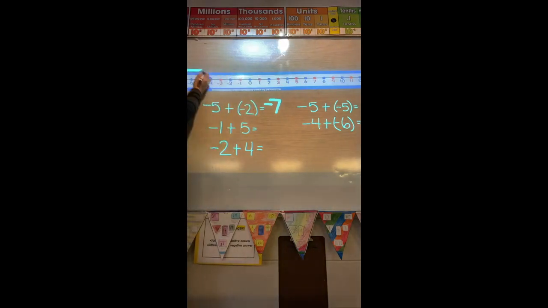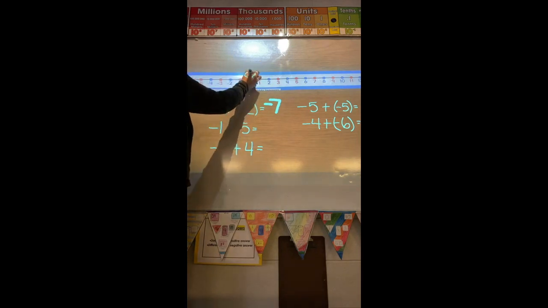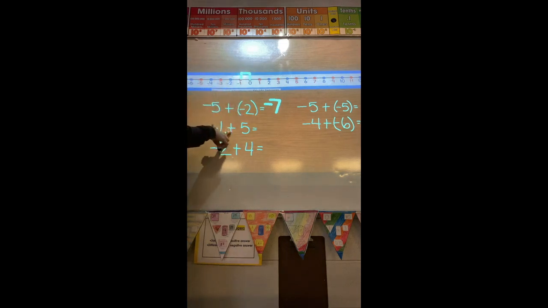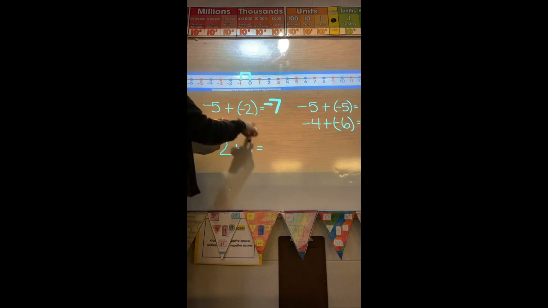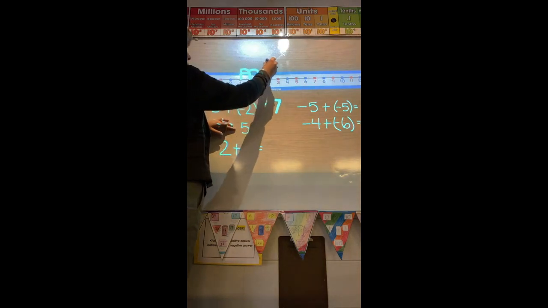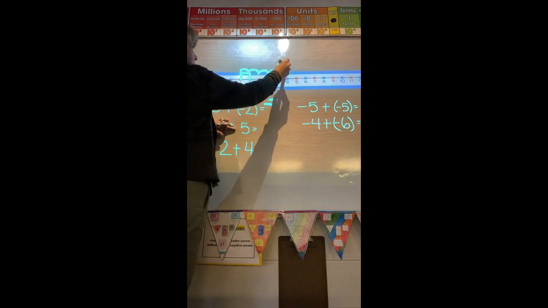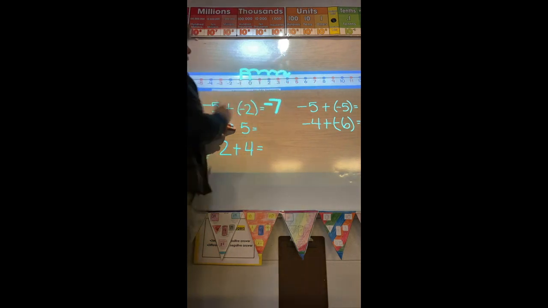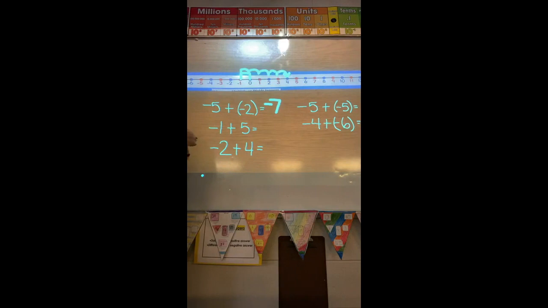The next one, a negative 1 plus 5. So I start at 0 and I go in the negative direction 1 place. Now it's saying I want to add a positive 5. If we're going in the positive direction, we're going to start from where we were at negative 1, and I'm going to go 5 places. 1, 2, 3, 4, 5 places. I end up at positive 4.